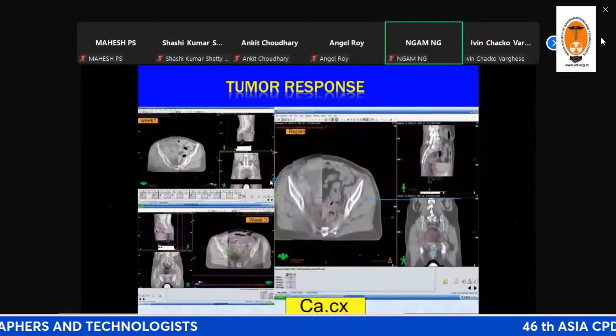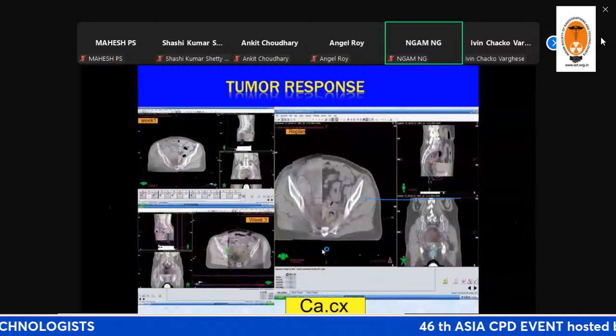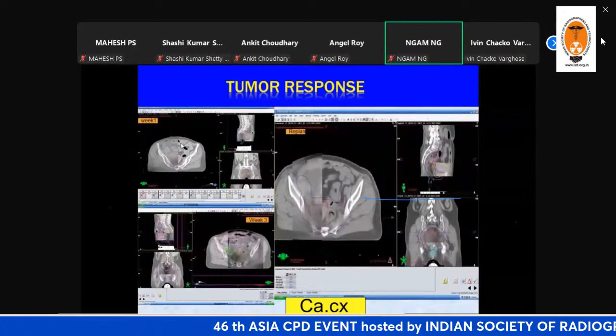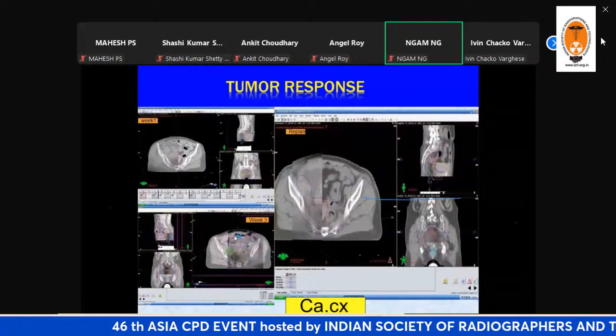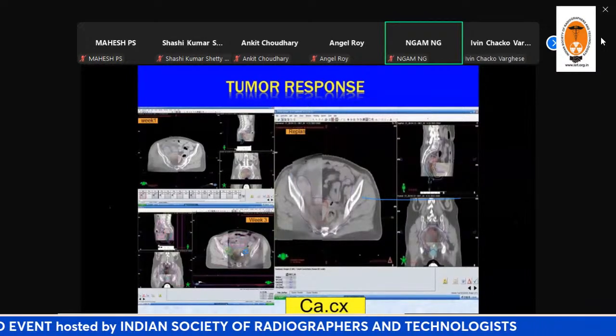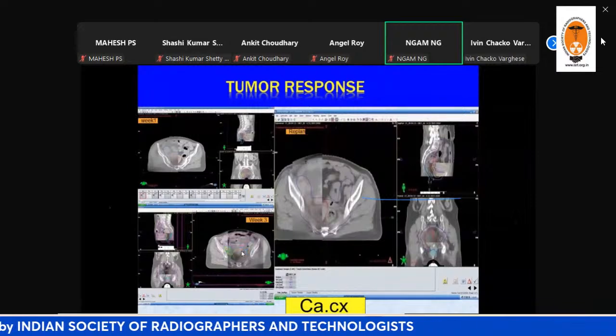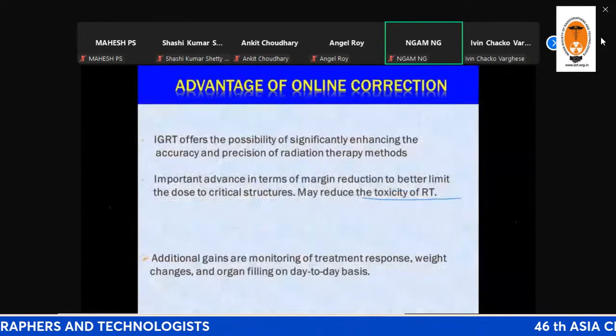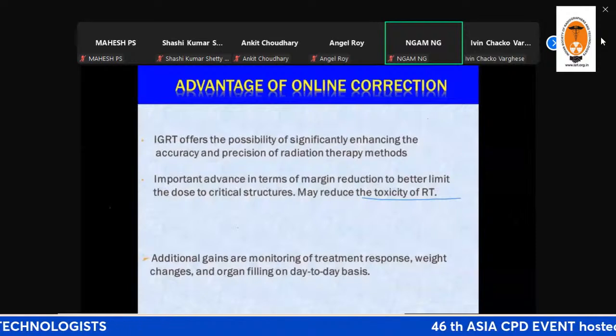during the treatment. So there are so many cases, like carcinoma cervix. The first week treatment was done, and in the third week we replanned it, because there was a good response and the tumor had regressed a lot. So these are some of the examples where we can go for adaptive radiotherapy.